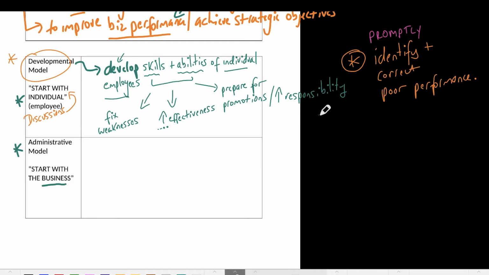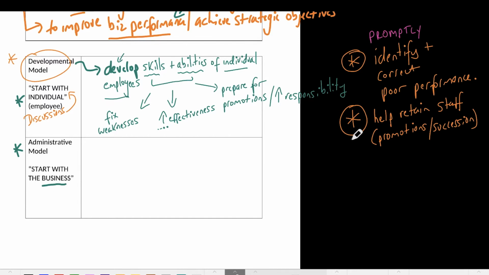The other reason that this developmental model is used is that it can help retain staff. If we are working to prepare people for promotions and increase their responsibility, then staff might be more willing to stick around with the business so that they can take advantage of those opportunities. So these points represent the benefits of taking a developmental approach, of applying the developmental model. So let's move on to the administrative model.